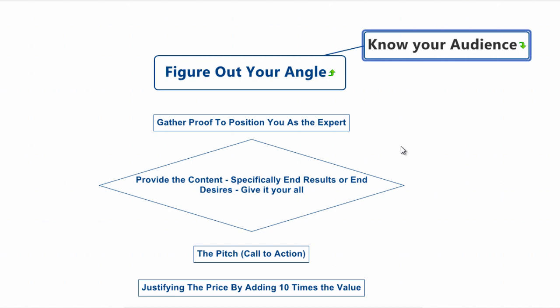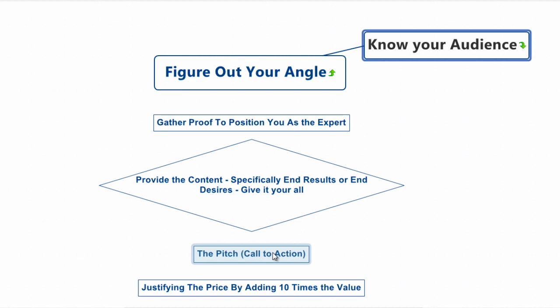If you can interact with people, ask them yes or no questions. Don't ask them too complex of questions. Just say something like, have you ever experienced this? Yes or no. If you can get your audience to interact with you, then you can get them to the end of the webinar where you're going to have the pitch, which is essentially the call to action.